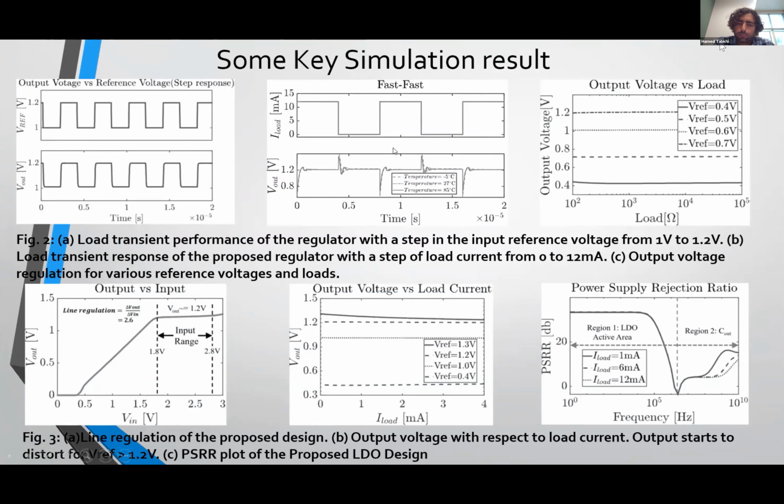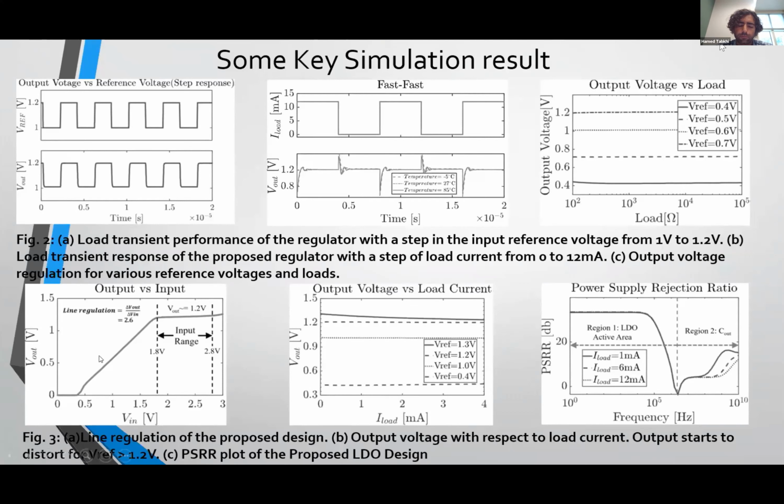The second one is the load transient performance. We are giving a step input into the load from 0 to 12 milliampere current, and as you see, it is quite good, achieving the output voltage at 1.2. There are some spikes here and there, but other than that, we are getting 1.2. The third one is for different load voltage. We are showing that we are achieving a wide range of output voltage from 0.4 to 1.2.